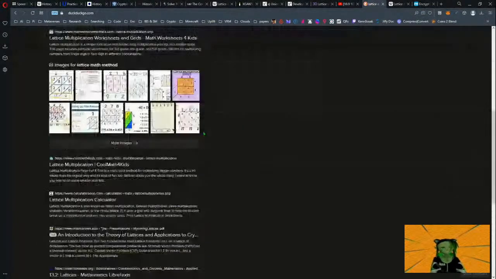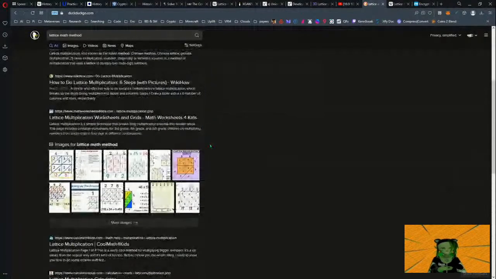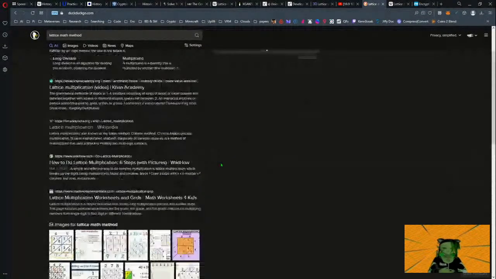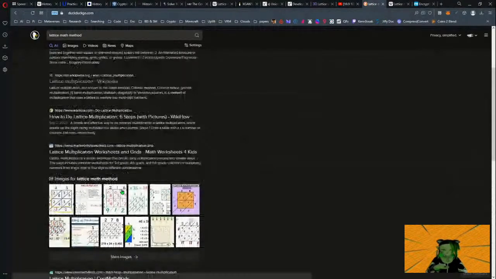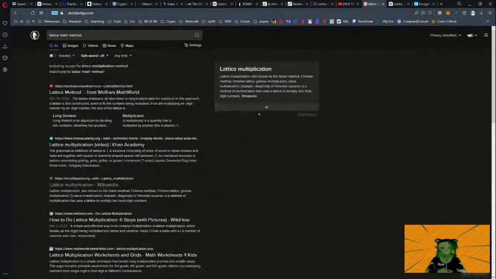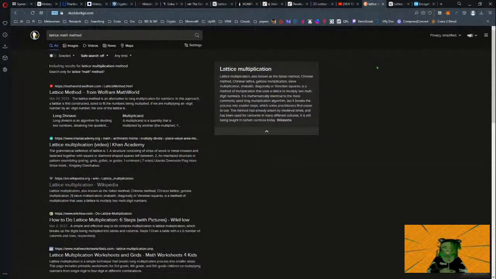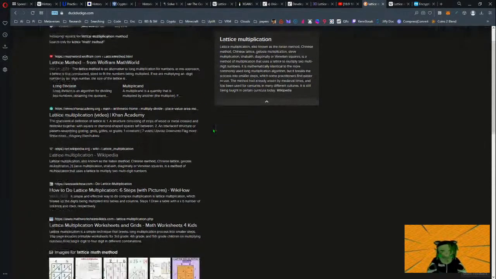And some of that data is based on this mathematical way of solving math. So I don't know if anybody knows what lattice multiplication is. In America, they call it something else. I think it's got a really weird name in America.